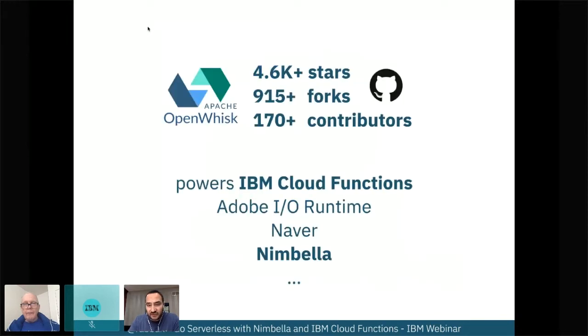So when we built this technology, it was shortly after Amazon announced their function as a service called Lambda. And we built it for the enterprise. And this launched as IBM Cloud Functions. And today it powers a number of enterprise offerings in the serverless space. So some very big ones like IBM, Adobe I/O Runtime, Naver, which is a corporation out of South Korea, and Nimbella, which I'm going to talk about later. We have a number of contributors from many different companies and organizations, and lots of different contributions over the years.